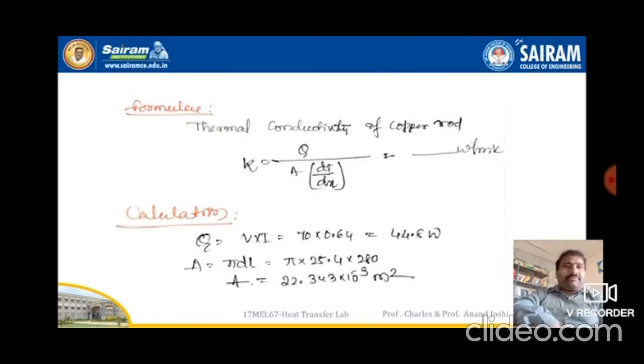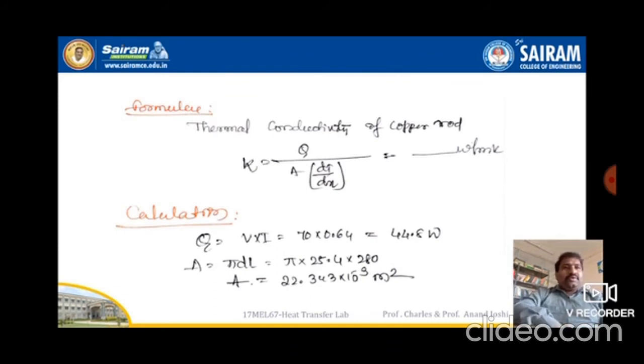Already you know that the formula for calculating thermal conductivity is K equals Q divided by A into dT by dx. Each material has its own thermal conductivity. Here the copper rod has its own thermal conductivity, which depends on many factors such as temperature, type of material, and structure.